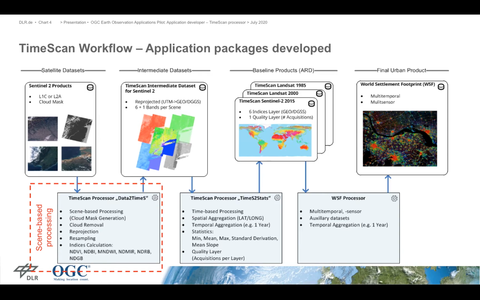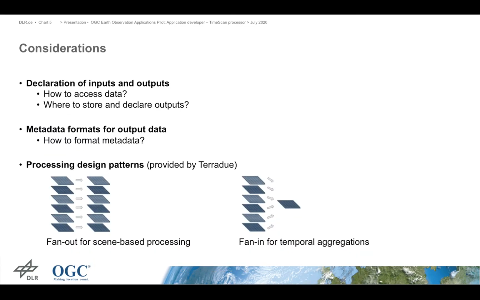The first, data to time series, is a scene-based processing step to calculate different indices such as the normalized difference vegetation index. The time series to stats calculates afterwards the temporal aggregation from a whole time series of indices data. This is then later on used to produce the world settlement footprint as shown before, to generate this settlement non-settlement classification map.